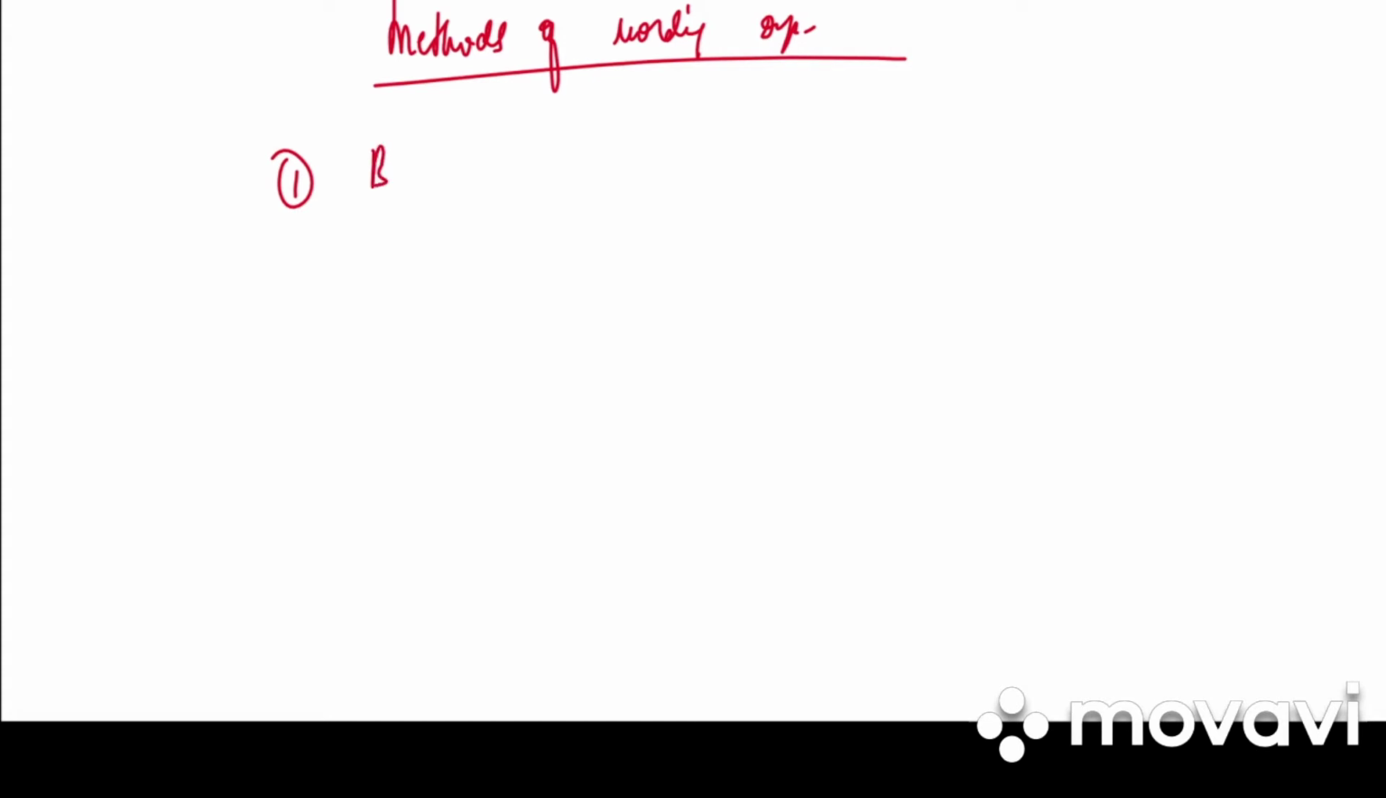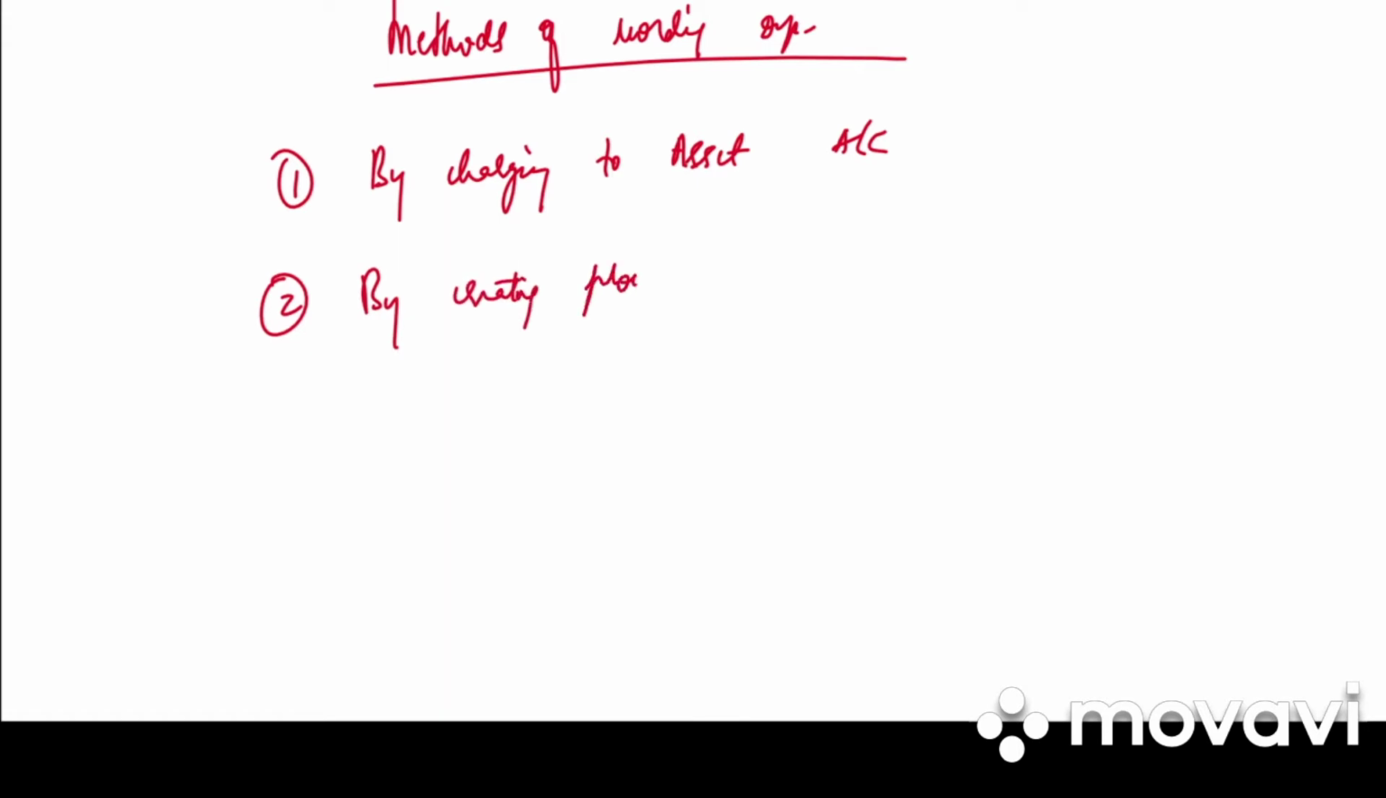Good morning, students. So take down the next side heading, methods of recording depreciation. Under that, write down there are two methods of recording depreciation in the books. First one we have by charging to asset account, and second we have by creating provision for depreciation account.